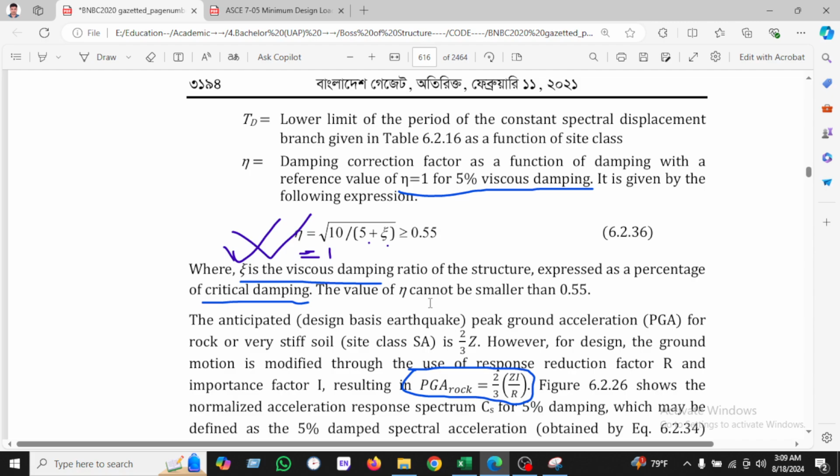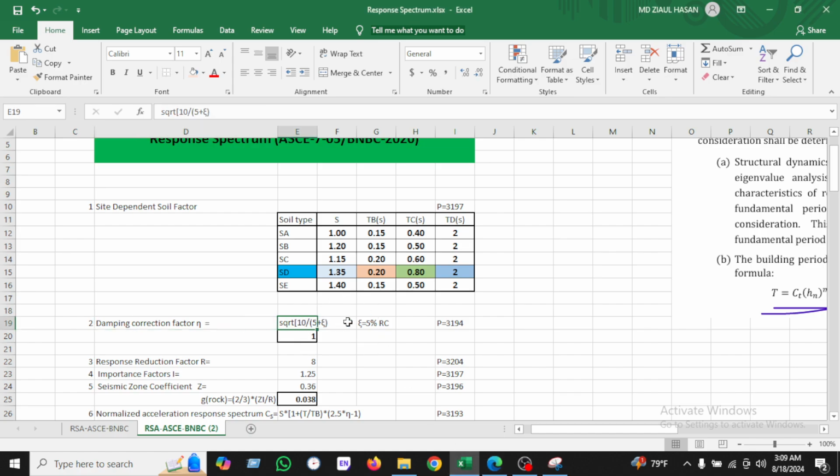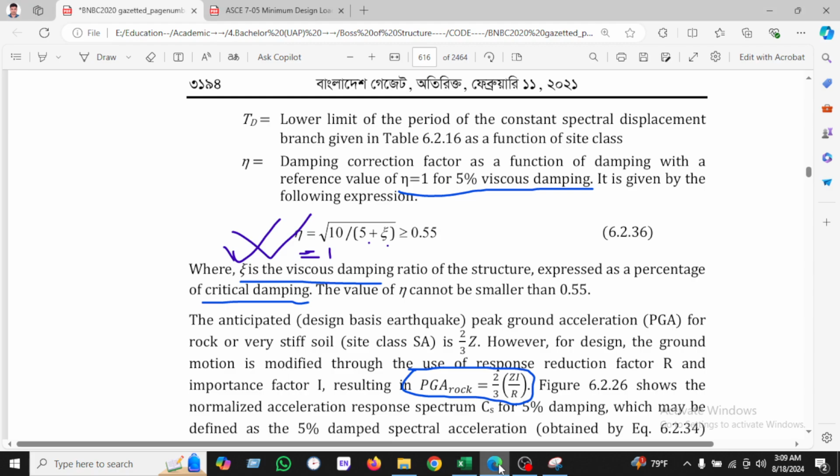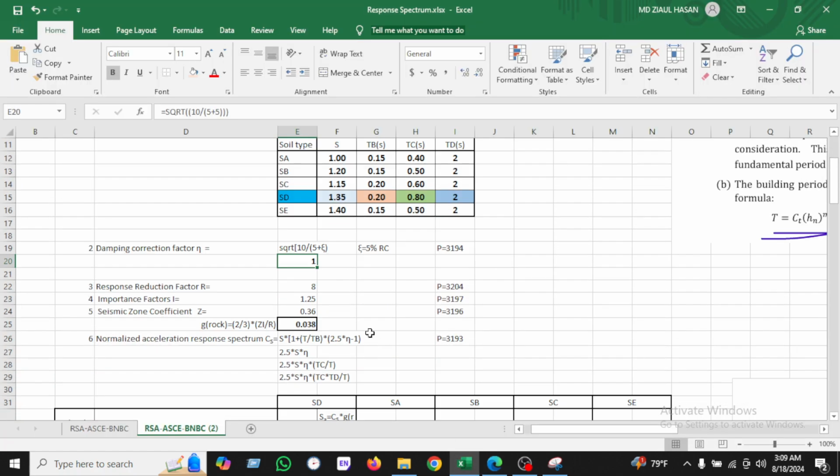So the value must be greater than 0.55, but we will calculate for 1 percent viscous damping. So putting this value and taking zeta equal to 1, and putting all the values, 10 over 5 plus 5, so it is equal to 1.